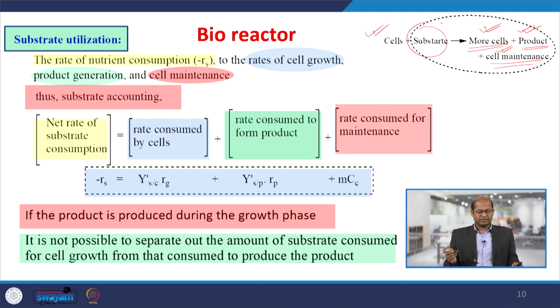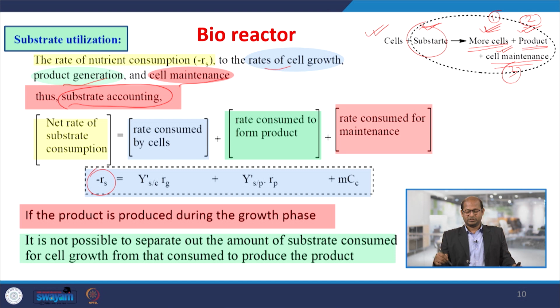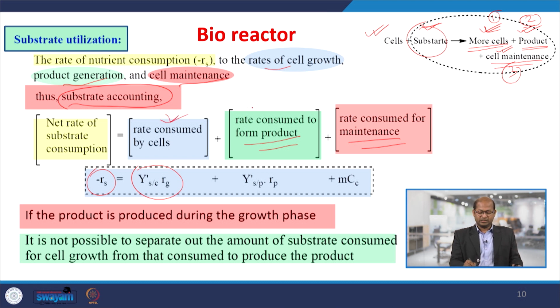Okay. So, the rate of the nutrient, that is the substrate we are supplying for the cell growth, is consumed in these three ways. Then the net rate of substrate consumption, here the substrate is consumed by these three ways: for cell formation, product formation and cell maintenance. So, minus Rs, the rate of substrate consumption inside the reactor, we can express as the rate of consumption by the cells, the rate of consumption to form product, and the rate of consumption for maintenance. Okay. The substrate is used in these three ways.